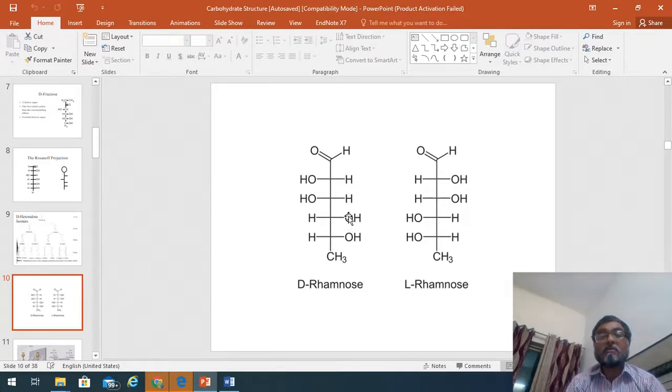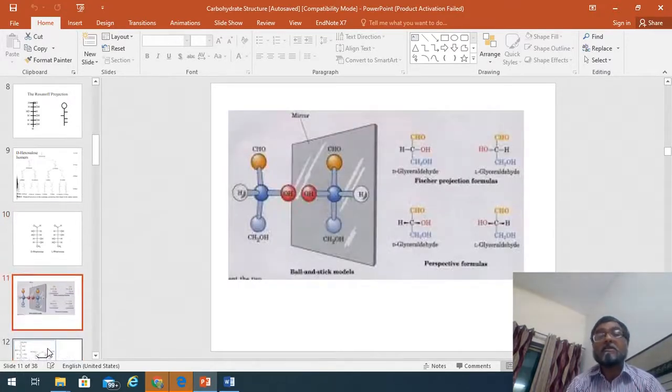Later OH, later these H are on the right hand side, and the terminal for the rhamnose, that is the CH3. In other structure, we have seen the CH2OH, the rhamnose that can consist of the terminal CH3. And if we see the difference between the D-rhamnose and the L-rhamnose, that is the mirror image, that is totally opposite to that one. So this is the example for the mirror image.